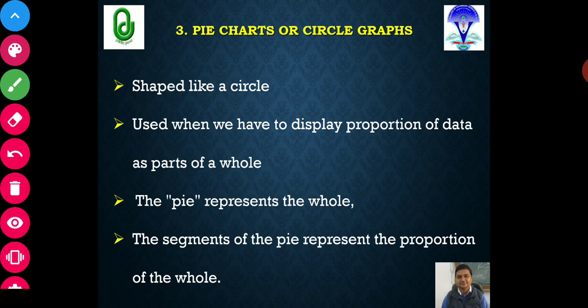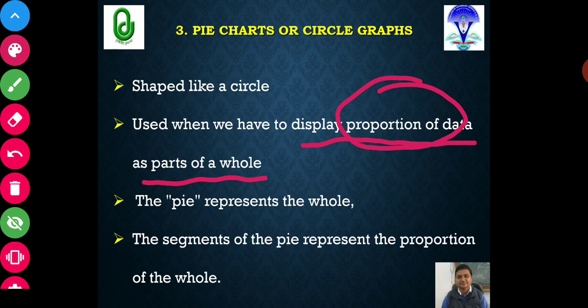Now the next chart or diagram is the pie chart or circle graph. This is a very extensively used visual representation device. It is used in many fields like industry, share market, sports, or in our veterinary field also. The pie chart is shaped like a circle, and it is used when we have to display proportion of data as a part of a whole. What is this proportion of data? We will see an example, and then you will be able to understand it.